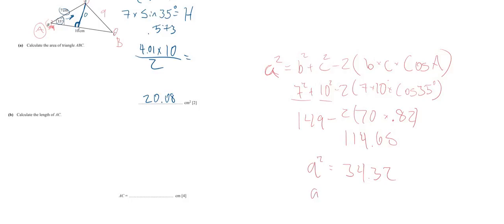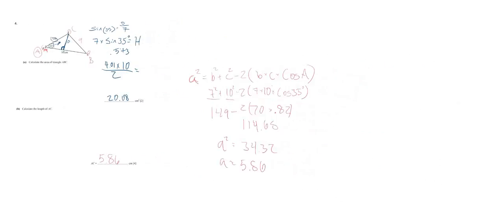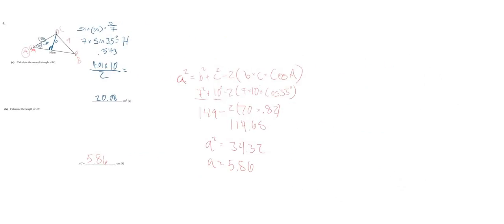So we'll take the square root of both sides. And what we end up with is 5.86. That's the length of AC, 5.86 centimeters. Okay, that's the last problem on this exam.